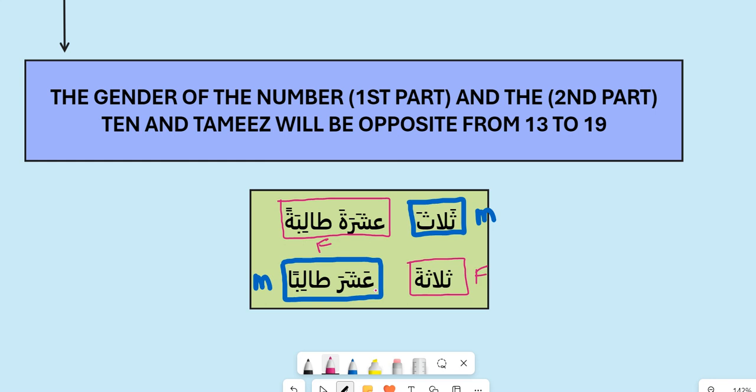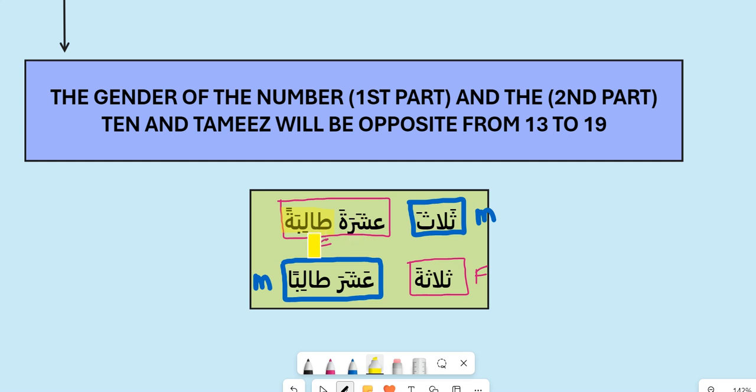So how will you decide the gender of the number, whether it should be male or whether it should be female? Many of you make mistakes here in deciding the gender of the number. The simple trick to decide the gender is always, always, always check the tamiz. Check the gender of the tamiz. As you know, the tamiz and the 10 go hand in hand. They will both be in the same gender. So first of all, check the tamiz.